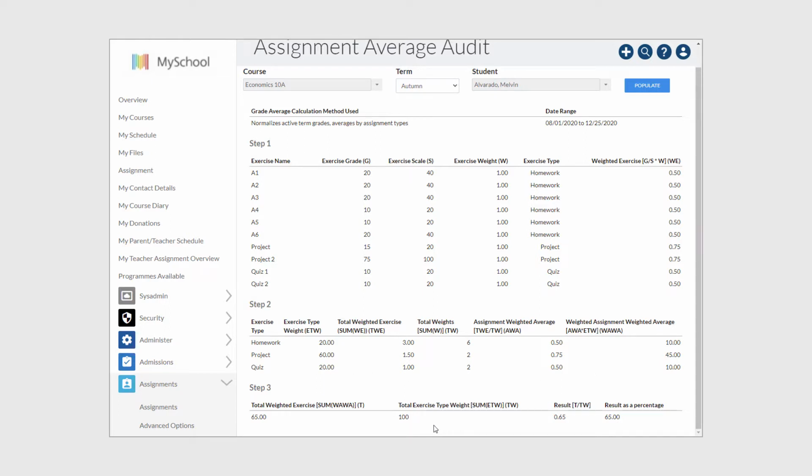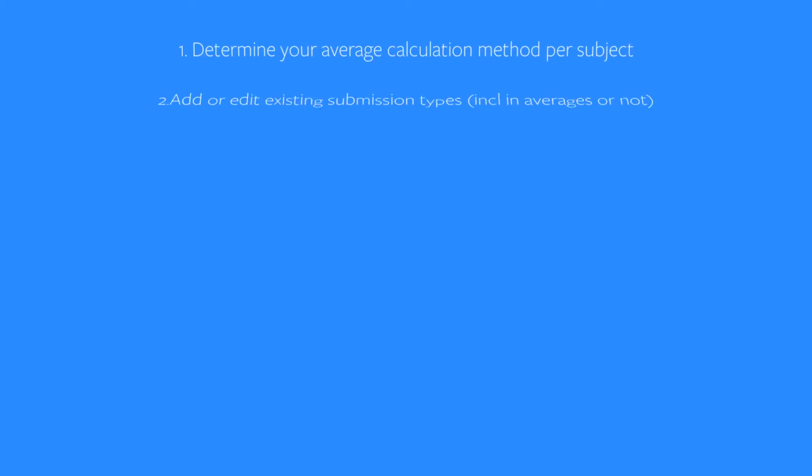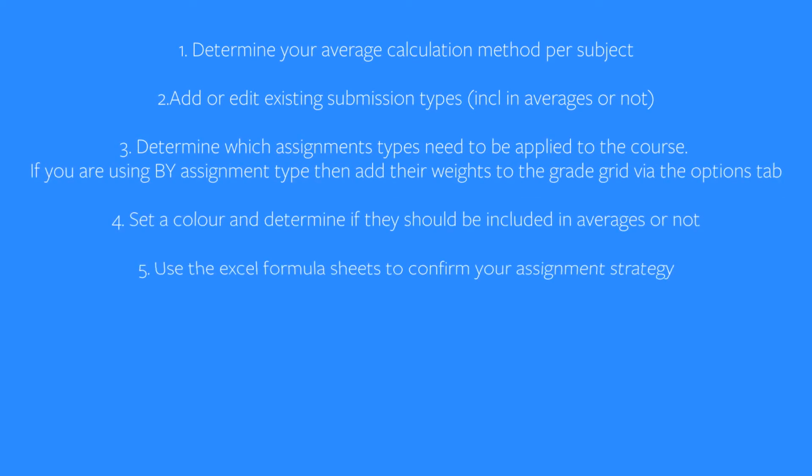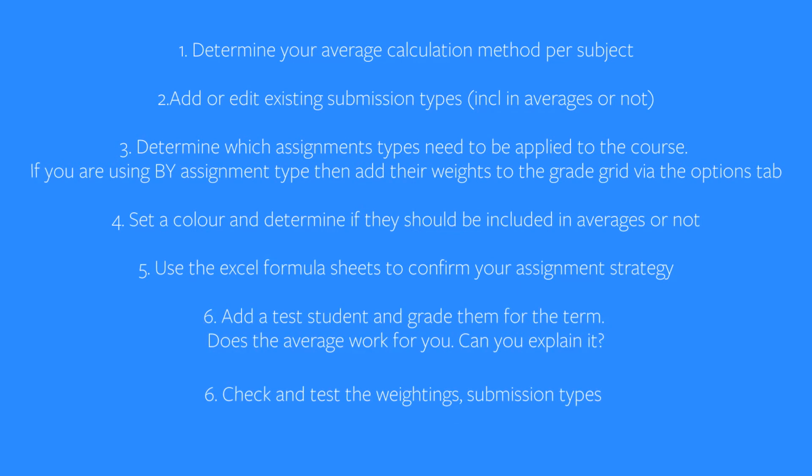Once the assignment gradebook is configured, then make sure you have tested all scenarios. Do you understand how the submission statuses can affect your averages? Are the exercise types included in the average calculation? Assignment averages can be used as part of your grade report strategy. So make sure you understand how your final marks are calculated for the end of term report.